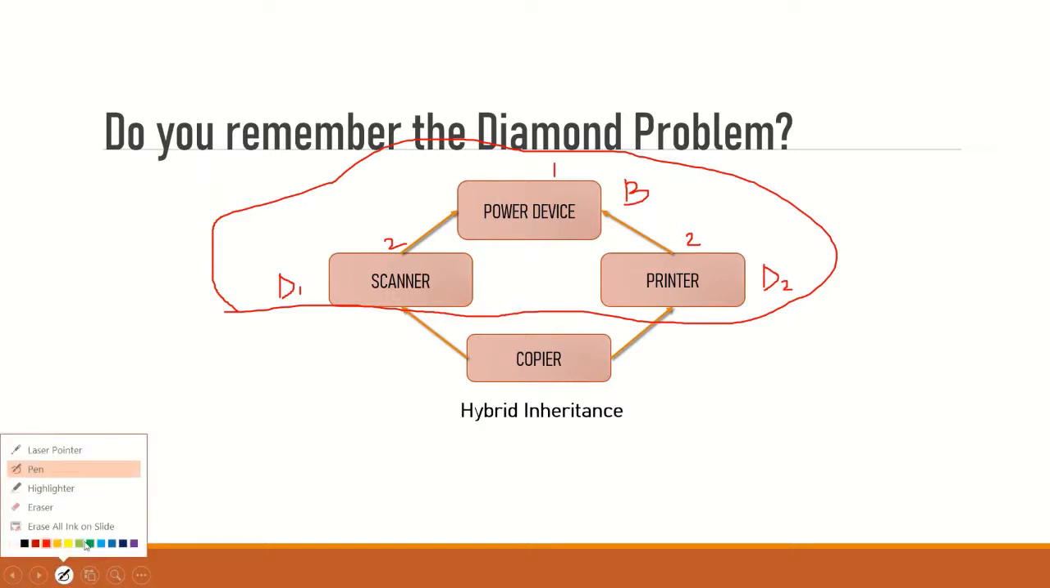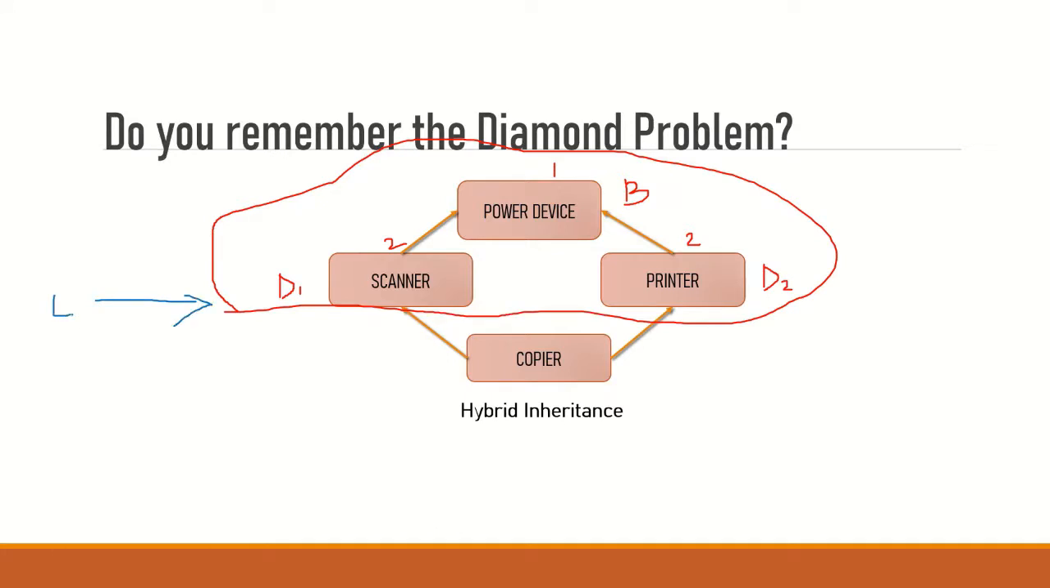Let me change the color of the pen now. Yes, next look at the next level. This is what we also know as multi-level inheritance. This is level 0, this is level 1, and this is where the copier class belongs, level 2. So what is the copier class doing? The copier class inherits from both classes, from scanner as well as from printer. So for the copier class, scanner will act as base class 1 and printer will act as base class 2.